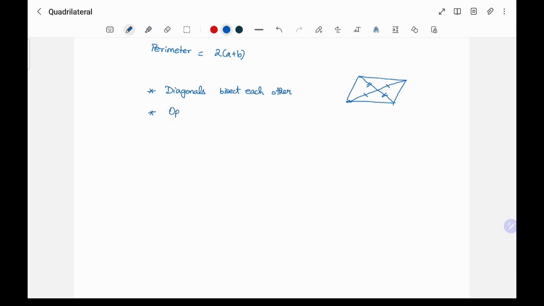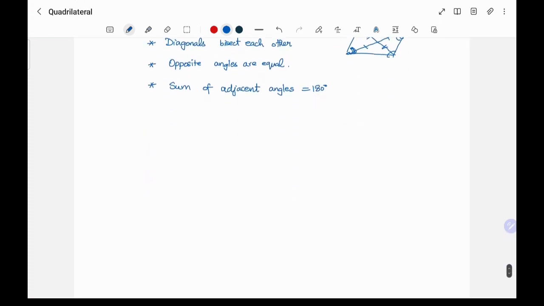And we also have opposite angles are equal. So this angle is equal to this angle and this angle is equal to this angle, and the sum of adjacent angles is equal to 180 degrees. So they are supplementary. This angle plus this angle will give you 180 degrees. Okay, so next we'll see about the rectangle.